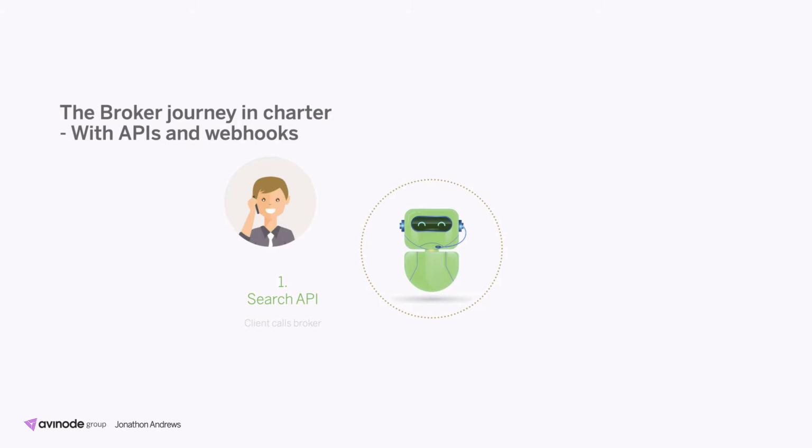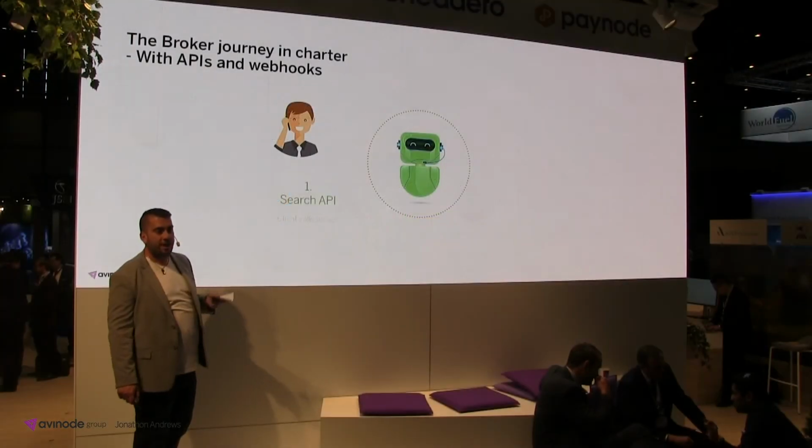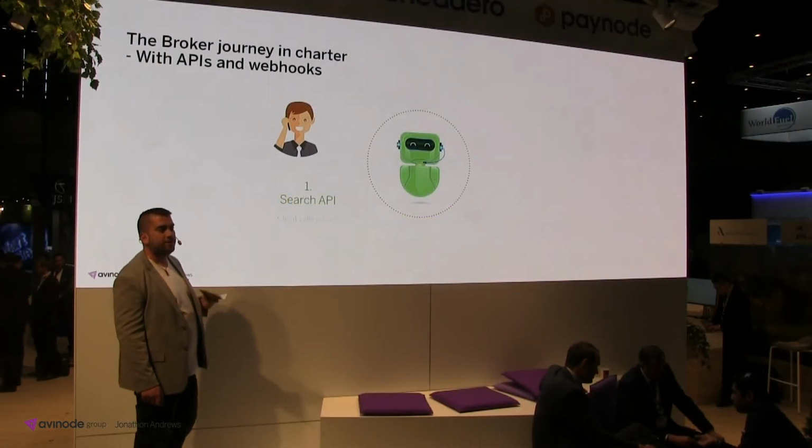So first of all, we now have search APIs. The first one is that the client calls the broker. So now, instead of the client calling the broker, through an application that the broker can develop with an API from Avinode, they can now search the aircraft that are available and find what are the best options for their trip.